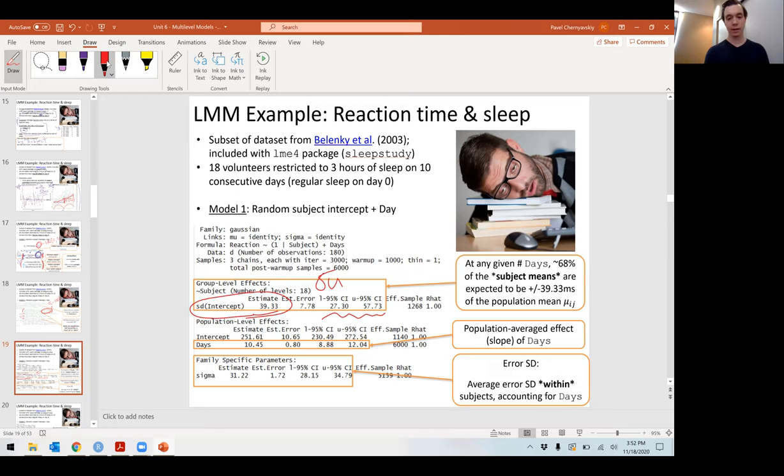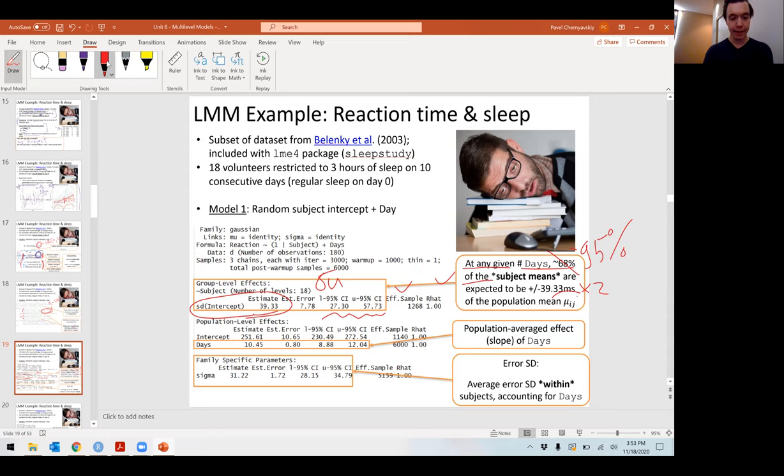So what this means is at any given number of days, about 68% of the subject means are going to be within one standard deviation of the population mean. So I'm just using the normal sort of rule of thumb. 95% of the subject means are going to be within two standard deviations. Right? We're just using the normal rule of thumb there.